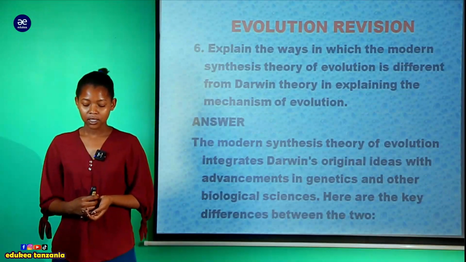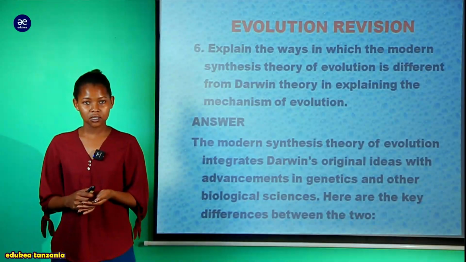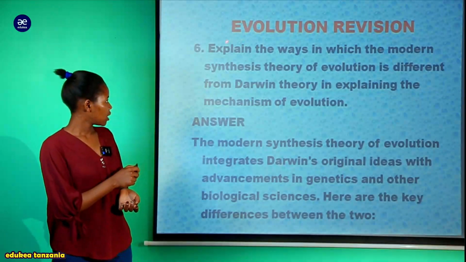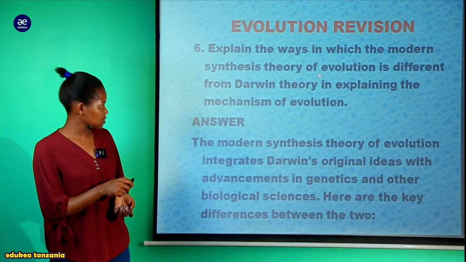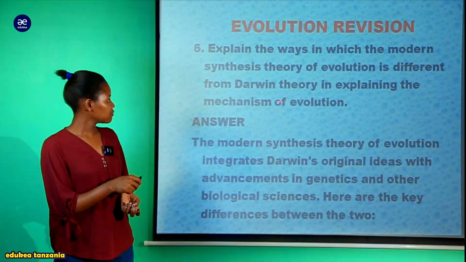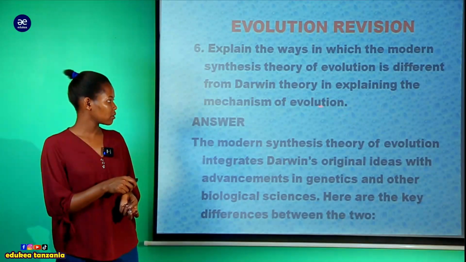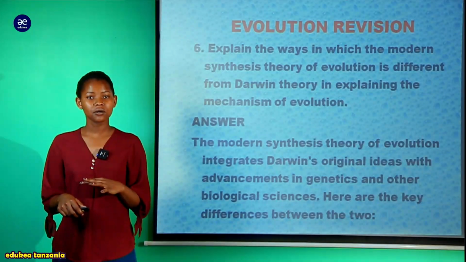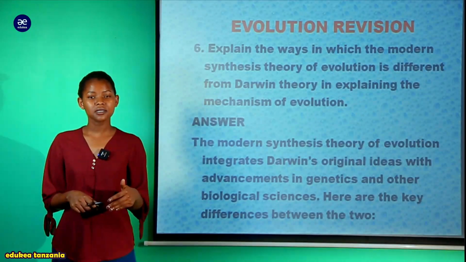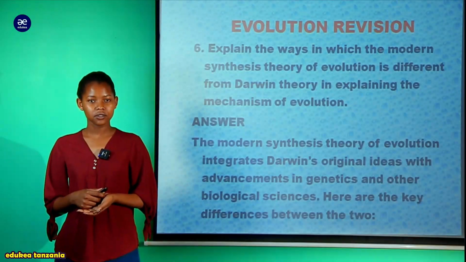And now we are going to the question number 60, which is the last question in our today's session. We are required to explain the ways in which the modern synthesis theory of evolution is different from Darwin theory in explaining the mechanism of evolution. Tutoe explanation ama difference on how modern synthesis theory vary from Darwin theory of evolution.